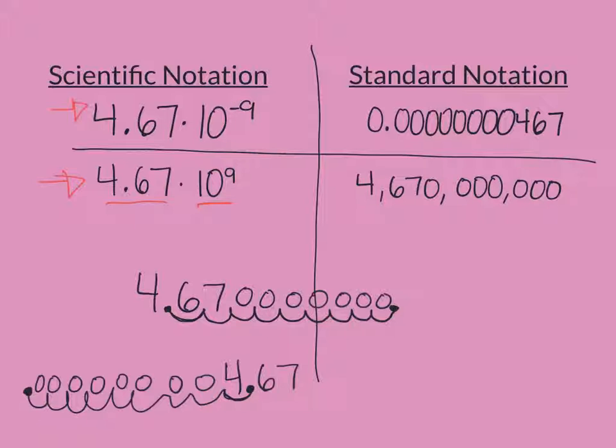One more quick thing I wanted to point out is notice how when we have a negative exponent, we have a really small number. We have a number that's less than 1. It's 0 point something. When we have a positive exponent, we have a number that is bigger than 1.